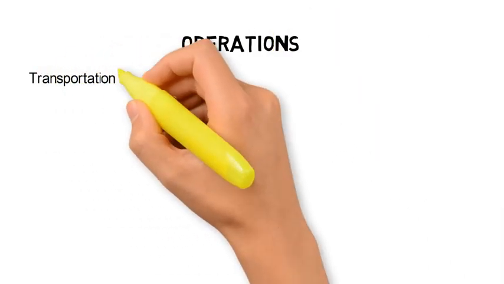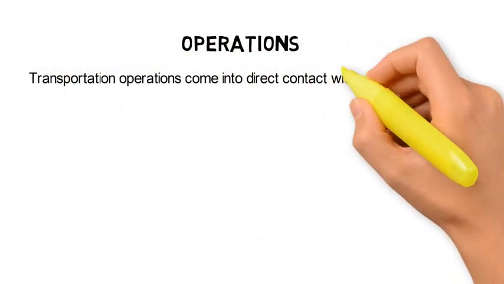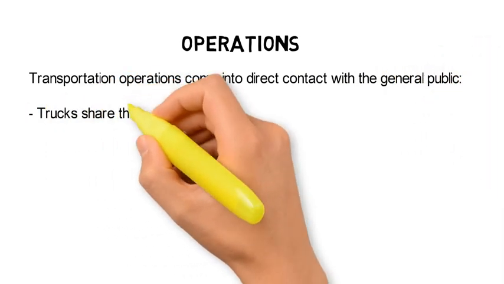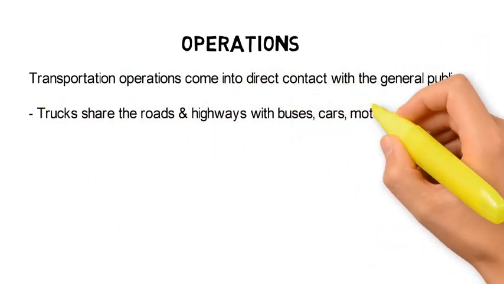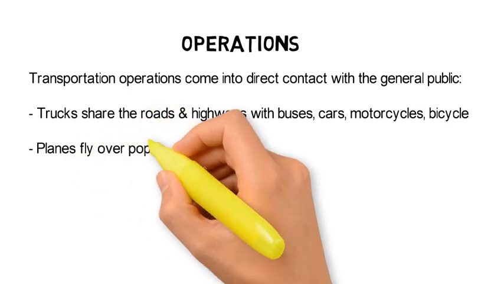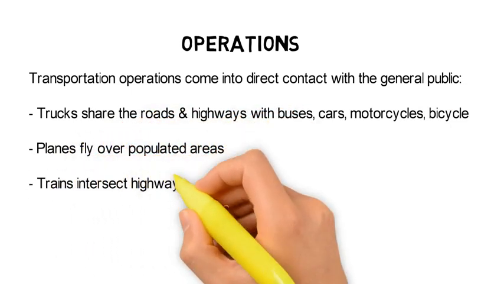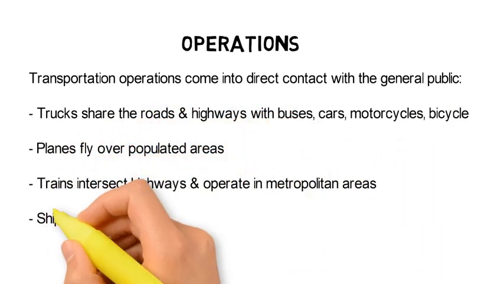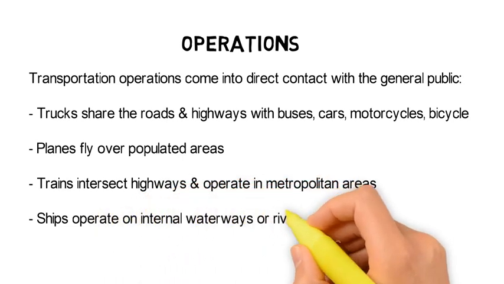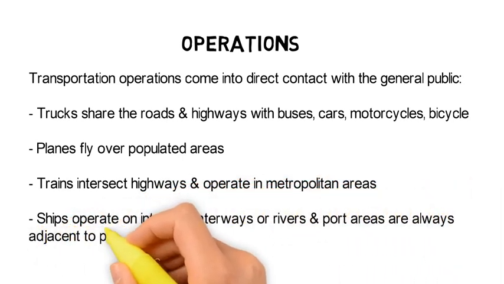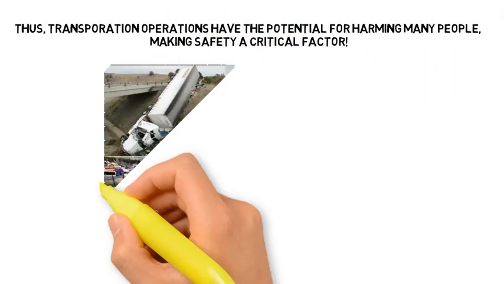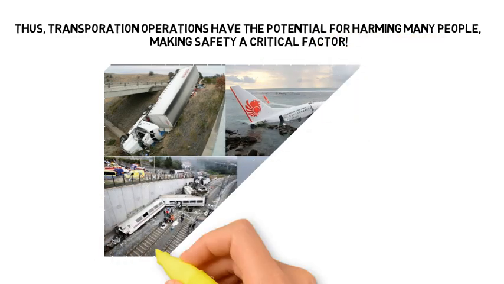In managing transport, one of the key considerations is that it comes into direct contact with the general public at all times. Trucks share the roads and highways with buses, cars, motorcycles, and bicycles. Planes fly over populated areas. Trains intersect highways and operate in metropolitan areas. Ships operate on the rivers, and port areas are always adjacent to populated areas. This constant direct contact gives transport operations a great potential in harming many people.